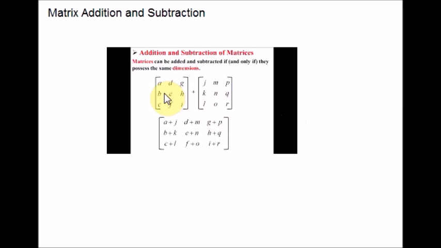For example, you can consider these two, A and B. You have 3 by 3 and 3 by 3, I mean 3 rows and 3 columns, and the same way for this, 3 rows and 3 columns. So, you can add or subtract matrices with the same dimensions only. The addition of matrices is not defined for matrices of different sizes. Let us take an example for this.